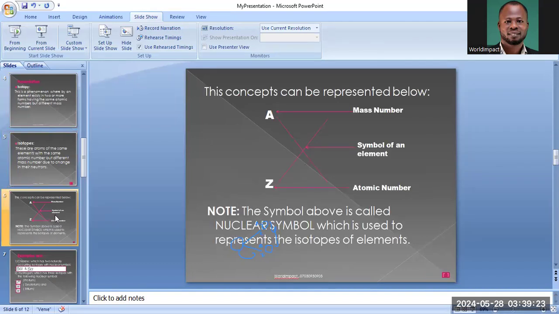Then let's move on to the way to represent these isotopes of an element. This is exactly what I'm trying to explain here. We have an X here representing the symbol of an element. Then we have A representing mass number, while Z is representing the atomic number. So when we have the symbol of an element with its mass number and atomic number attached to it, we call it the nuclear symbol. And that is used in chemistry to represent the isotopes of an element.